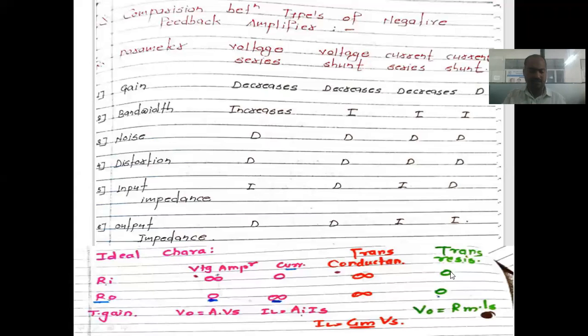Now trans resistance indicates that it is nothing but a resistance, whatever resistance is coming, that resistance into the current. That is nothing but a particular ideal characteristic of this configuration.